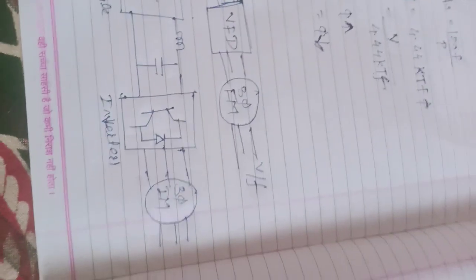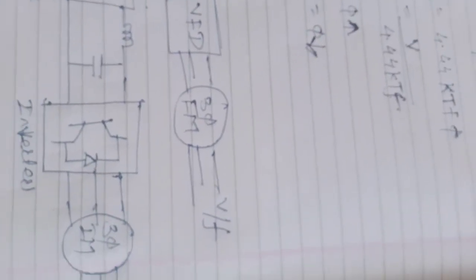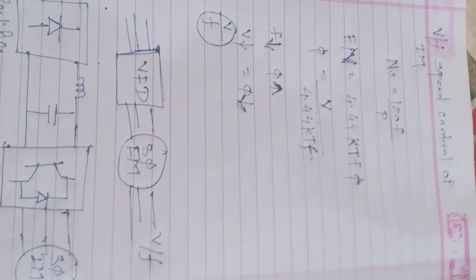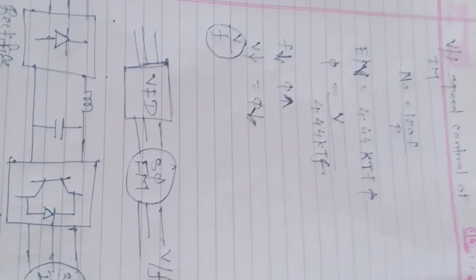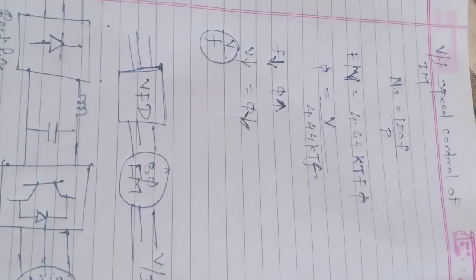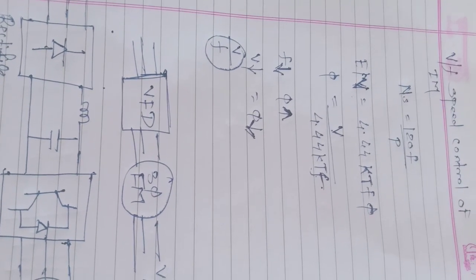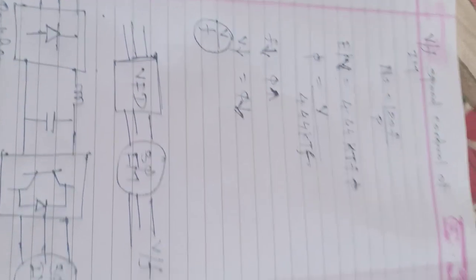After that, what are the features of V by F method? In case of V by F method, speed control is possible from 0 to above base speed. Also, copper loss gets decreased in case of VFD. Also, efficiency and power factor improve. And during starting, braking and speed reversal, the operation can be done at maximum torque. These are the features of V by F method.